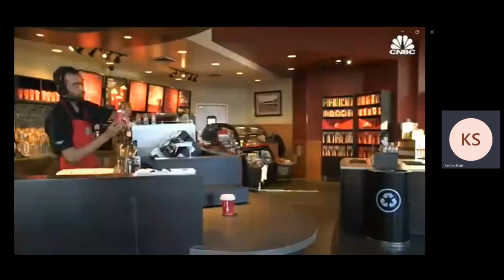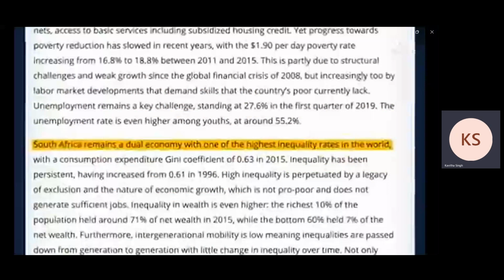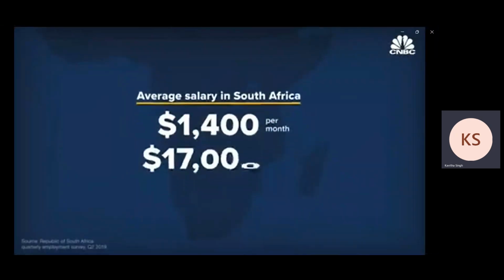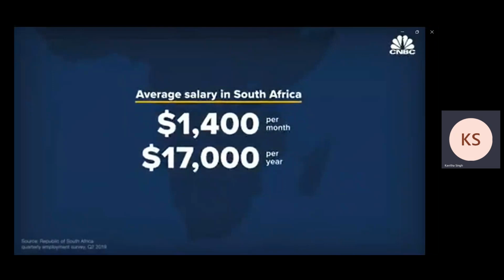The World Bank says South Africa has one of the highest inequality rates in the world. From 2008 to 2015, about 20% of the population was considered middle class, which is considerably smaller than in other countries. The average salary in South Africa is about $1,400 a month, or about $17,000 a year.